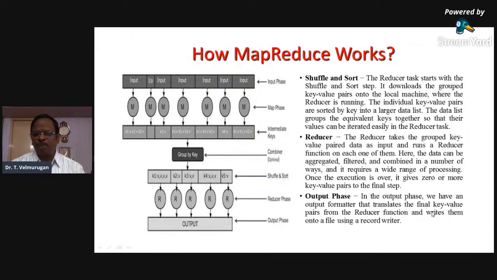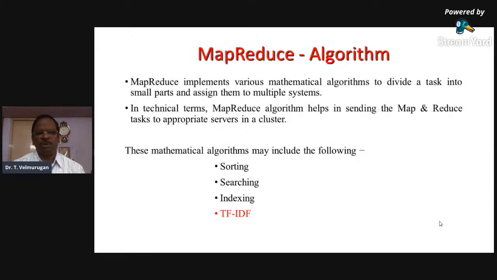In the output phase, we have an output formatter that translates the final key value pairs from the reducer function and writes them onto a file using a record writer. The input of the mapper is the record writer information, and the output of the reducer is also a record writer information. This is the main work actually done by MapReduce.